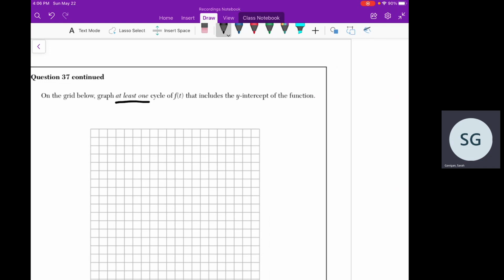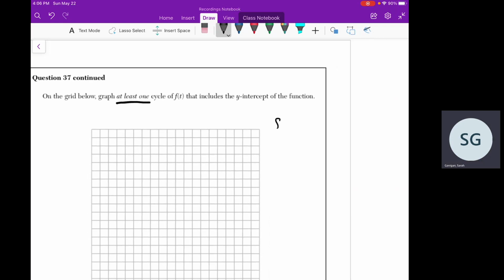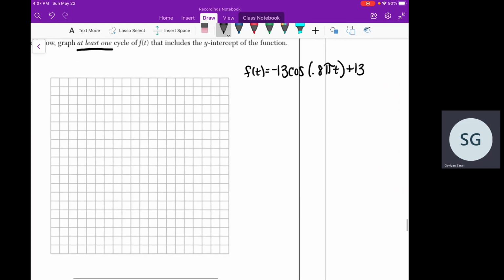Do this over here. So the equation was f of t equals negative 13 cosine of 0.8 pi t plus 13, and of course it has a negative amplitude. Now graphing this on your calculator and coming up with the table of points is not going to be helpful in this case. We don't want to do that. What we're going to do is use all the rules that we did when we graphed trig functions. We're going to name each thing on here and help us come up with the graph.